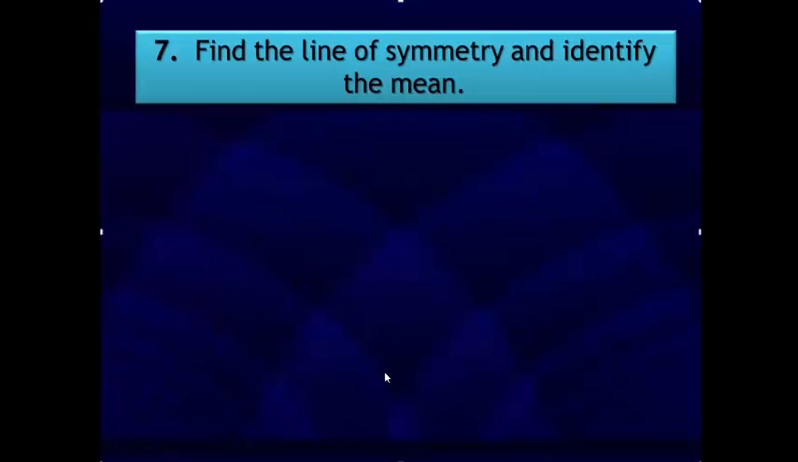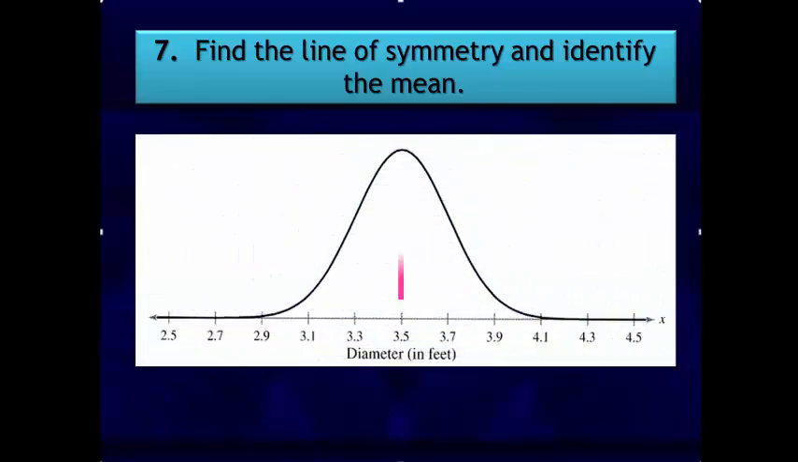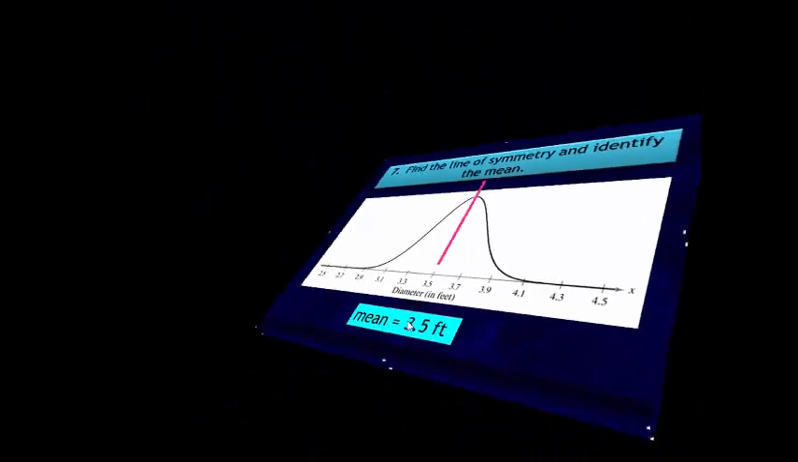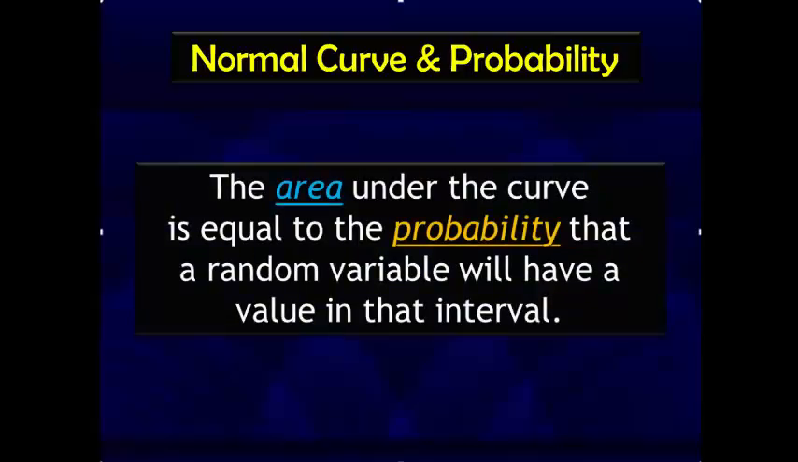Let us now find the line of symmetry and identify the mean of this graph. There is the line of symmetry, and the mean is 3.5 feet. Let us now discuss the normal curve and probability. The area under the curve is equal to the probability that a random variable will have a value in that interval.